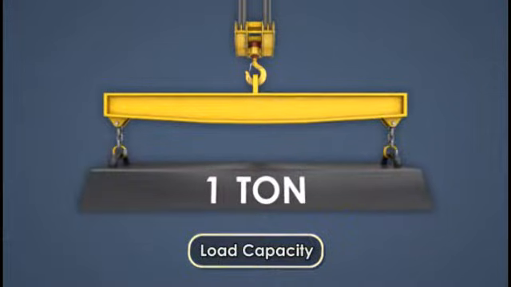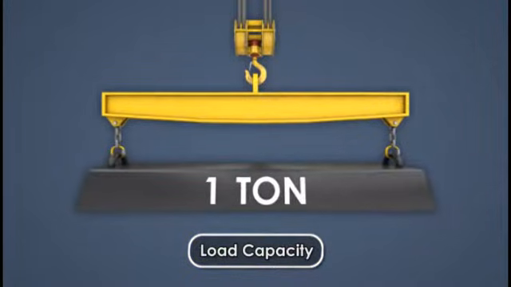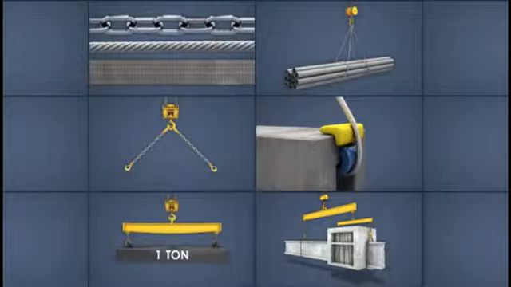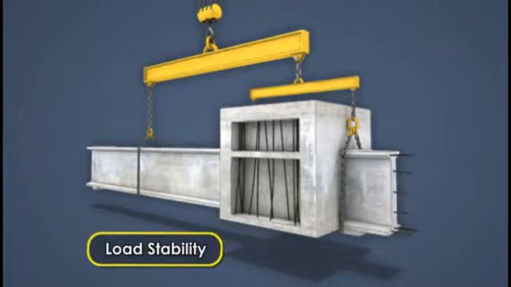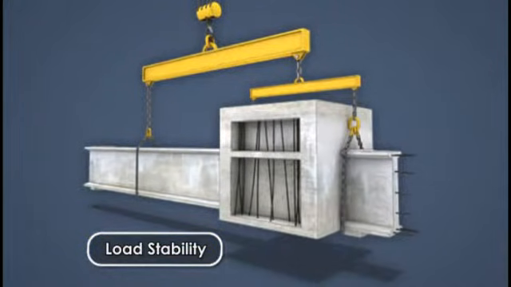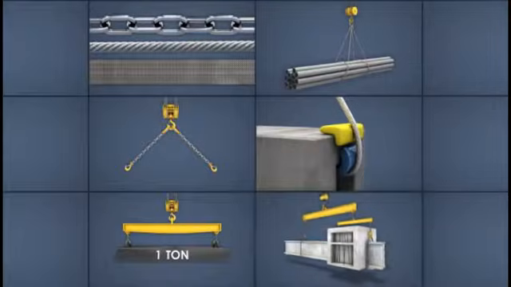The load capacity. The load capacity refers to how much the rigging is able to lift. And, finally, the stability of the load. The load should be secure in the rigging and not in danger of shifting or falling. These factors will be discussed more in depth in the following sections.